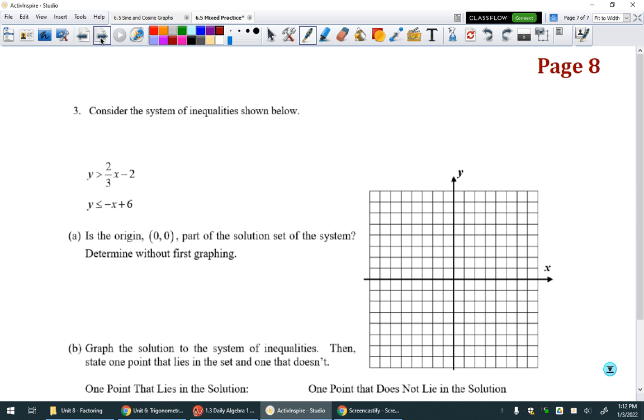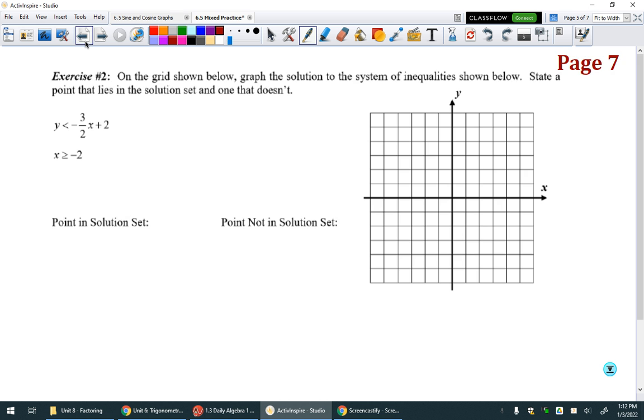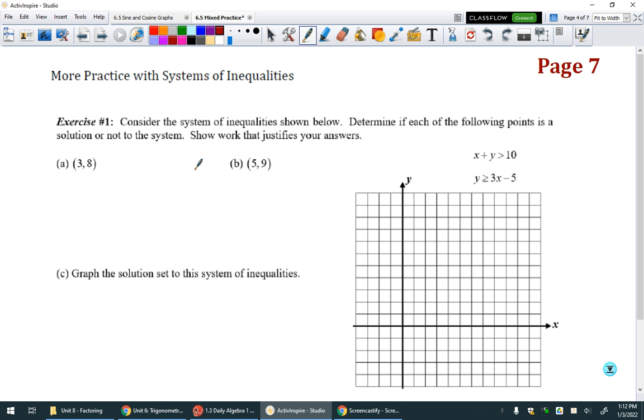Let's see, what do I want to cut this to? All right, we will just do pages 6 and 7. So forget about 8. Okay, so you're just doing page 7 for homework then. Let's do one of them together right now.